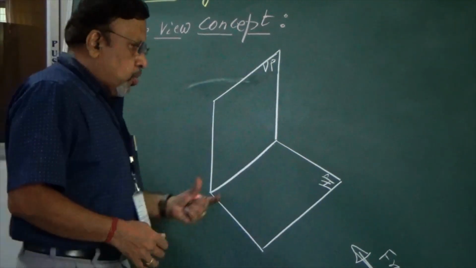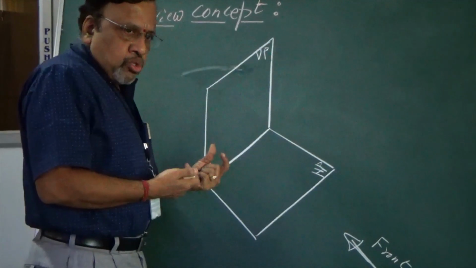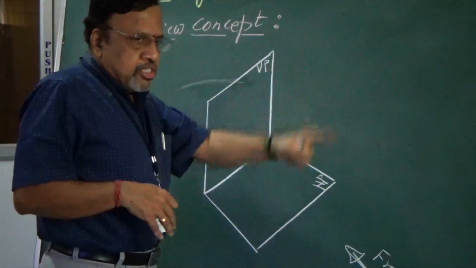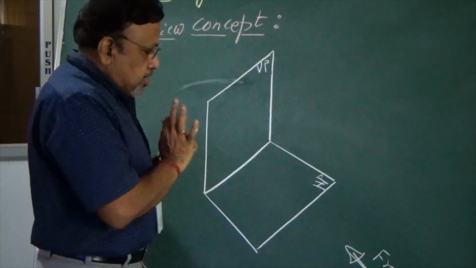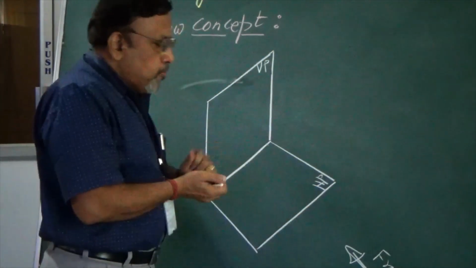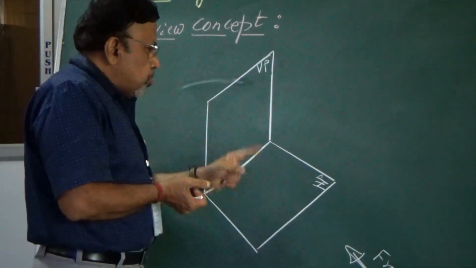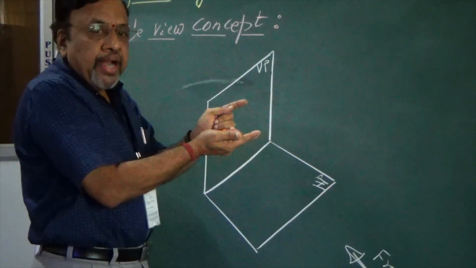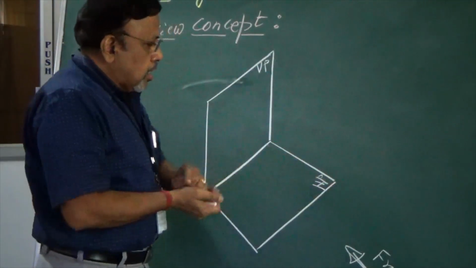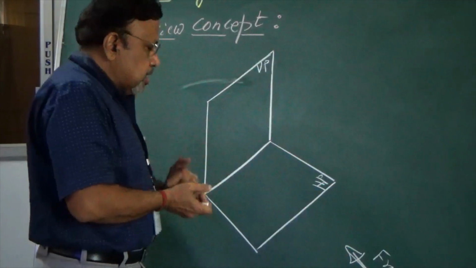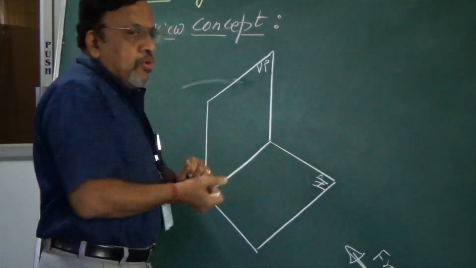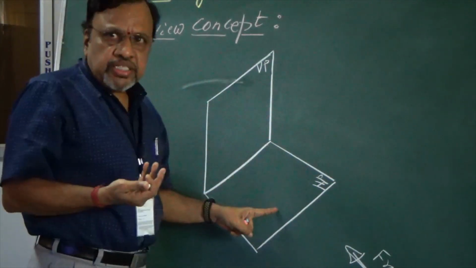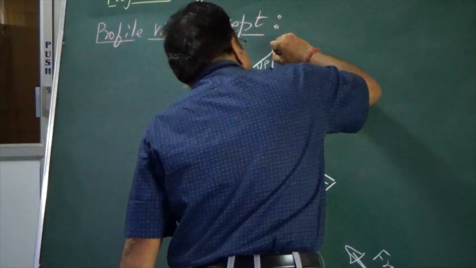Now, as I was saying, if I want to view the object to get more details from the side also, I need to consider another plane. With reference to VP and HP, how will that plane be positioned? You can see VP and HP are at 90 degrees. So what about this third plane? That third plane, known as the profile plane, will be perpendicular to both HP as well as VP. So let me consider that now.